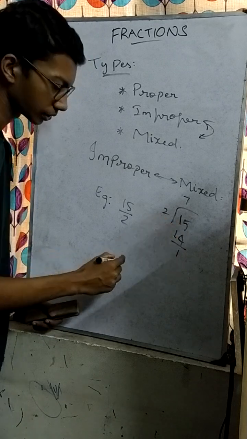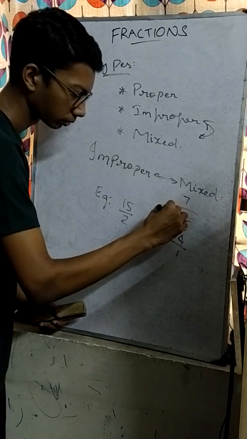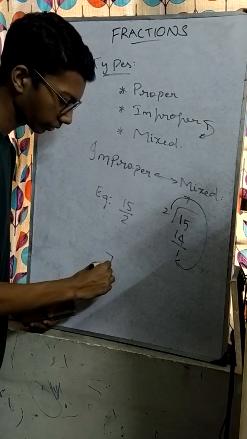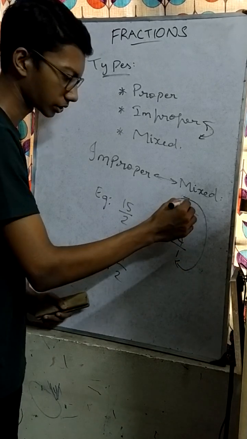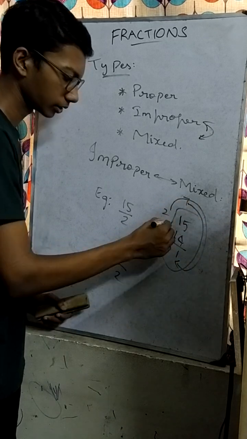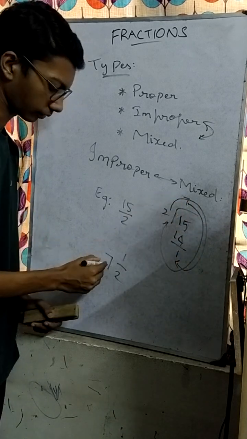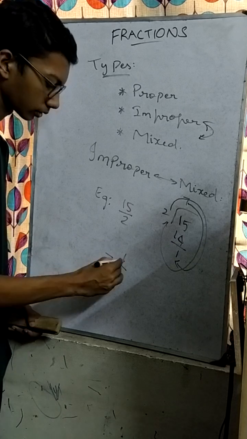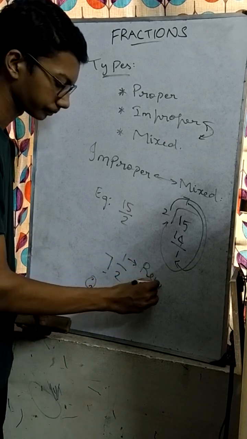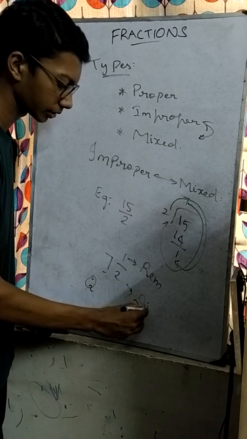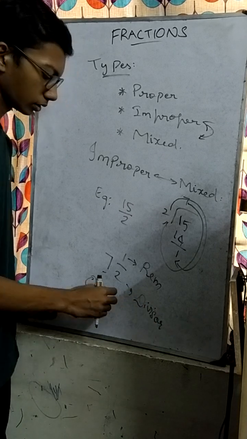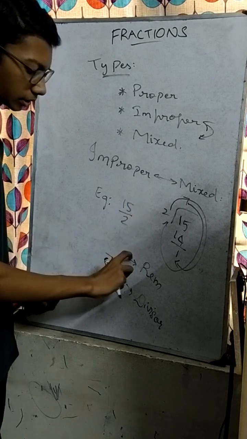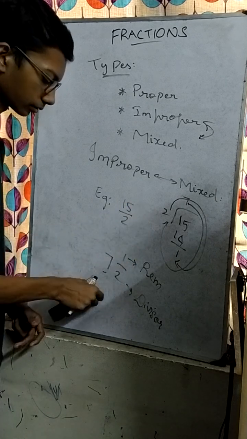So how we change this is the clockwise pattern. 7 1 by 2. That is, we start from here and we end here. So this is the pattern. 7 1 by 2. This 7 is the quotient we got, 1 is the remainder and 2 is the divisor. So this is a mixed fraction and this is an improper fraction. So we have converted the improper fraction into a mixed fraction.